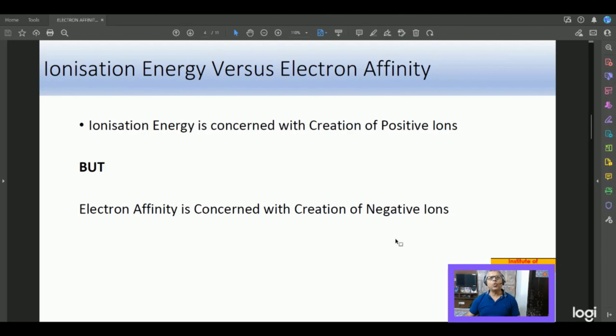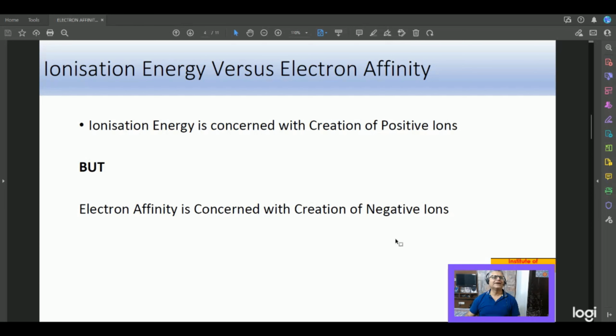Let's talk about one more important confusion in the minds of students: ionization energy versus electron affinity. Now, ionization energy, which you must have read, is concerned with removal of electrons, and therefore it always results in the formation of positive ions.